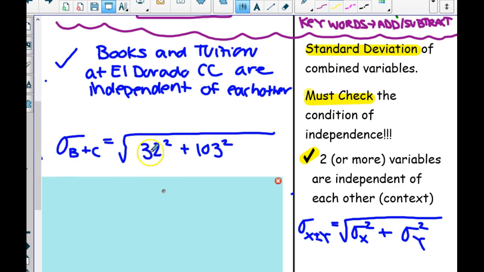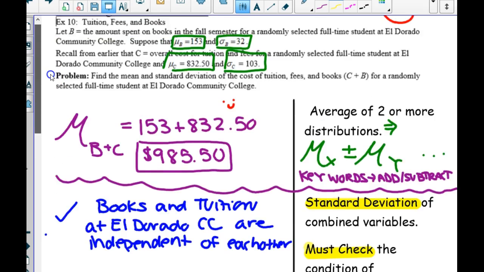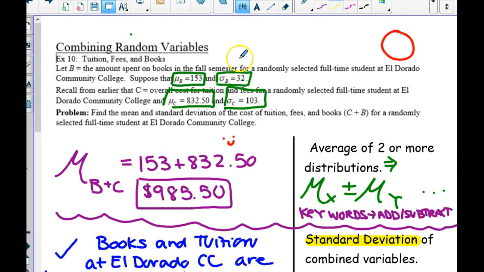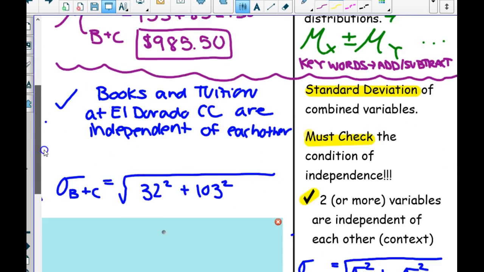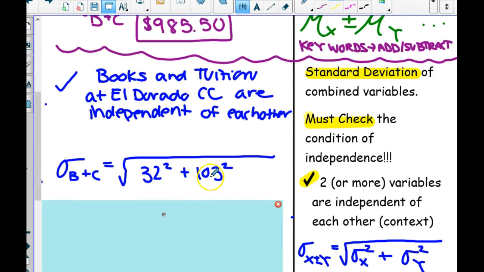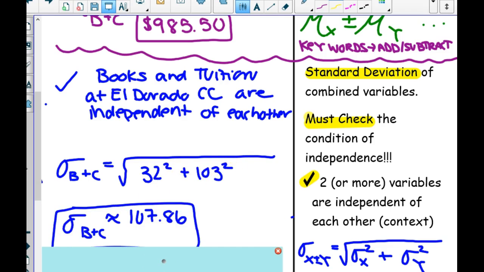The standard deviation, it says in the problem, you can read above in your cutout, but it gives us the standard deviation of both. So the standard deviation of books is 32. We square it. The standard deviation of the total cost is 103. We square it, we add it together, and we take that square root. We get a total of 107.86.